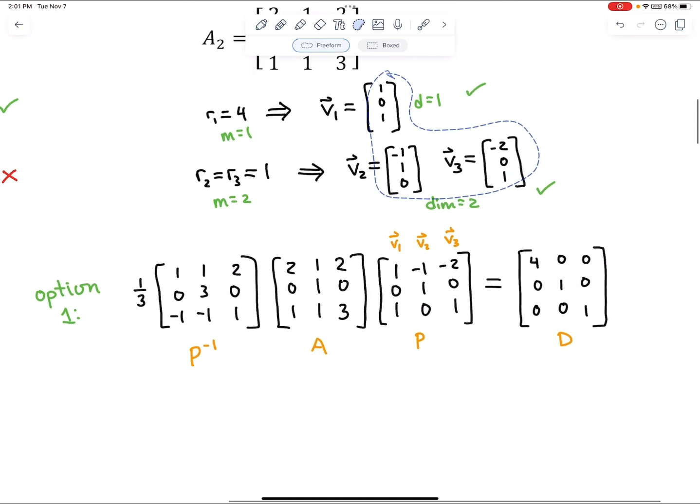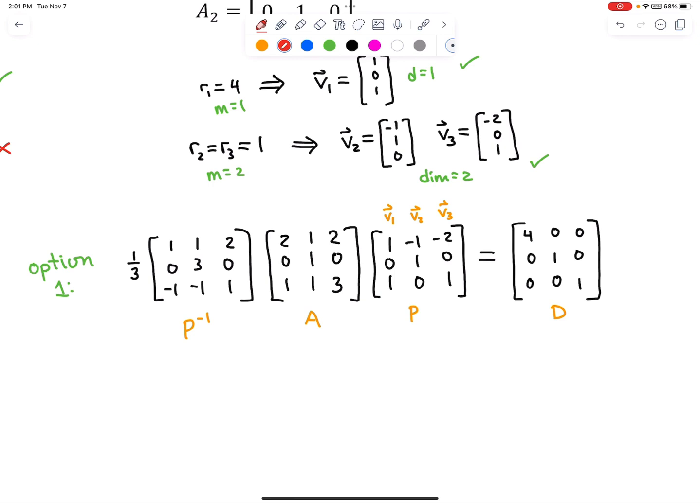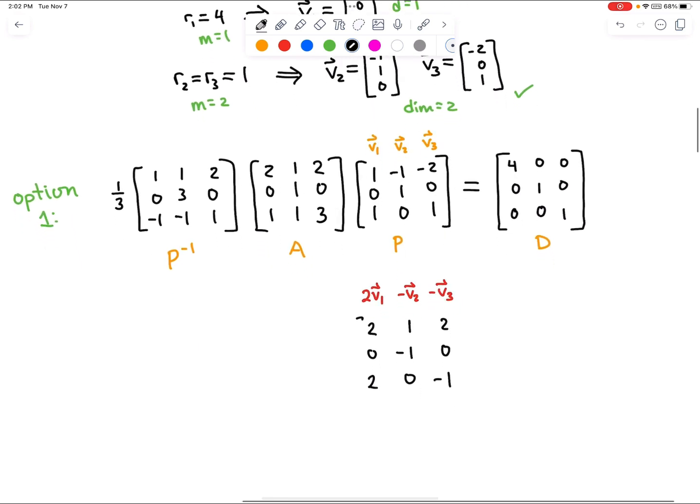And also we can use any non-zero multiples of these basis vectors as our columns of the matrix P. For example, as another option, for the first column of a matrix P, let's do a doubling of vector V1. That gives me a column of 2, 0, 2. So any non-zero multiple of V1 will work. Any non-zero multiple of V2 or V3, the same. So I'm going to do negative V2 and negative V3 as my next two columns. That gives me 1, -1, 0 as the middle column, and 2, 0, -1 as the third column. And I will use this for my matrix P.